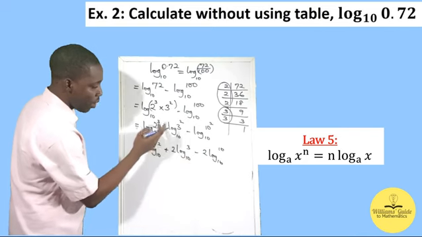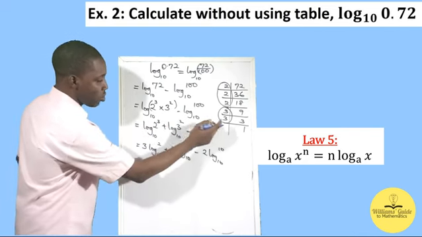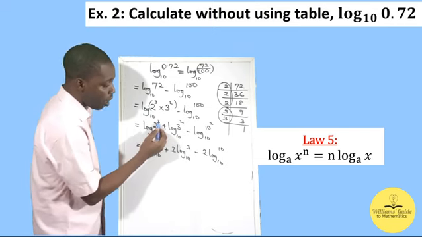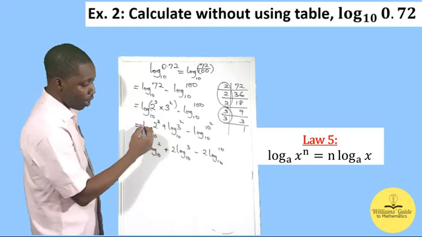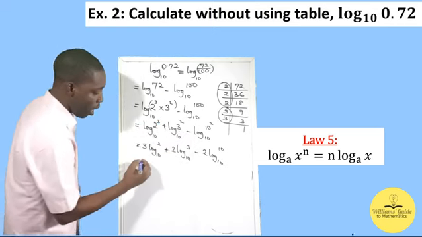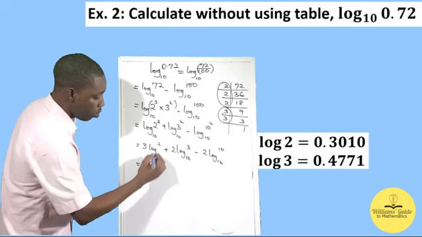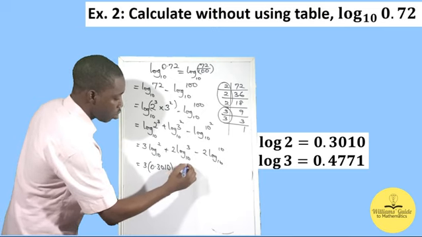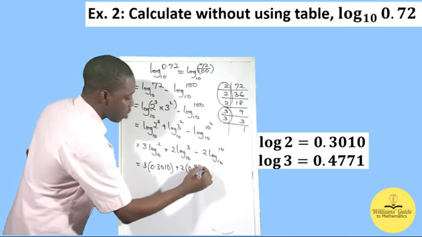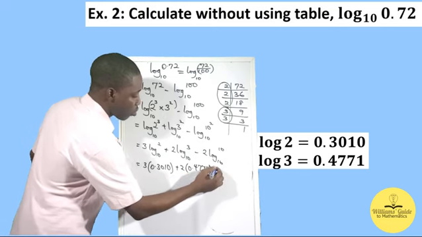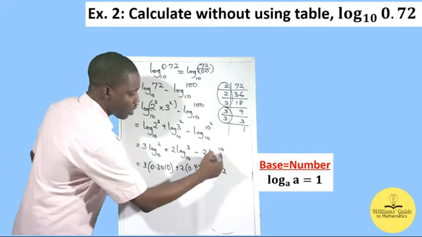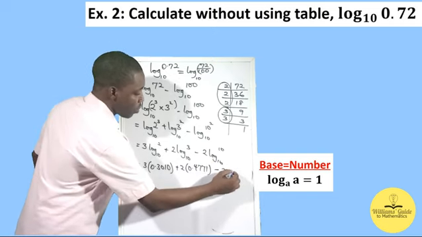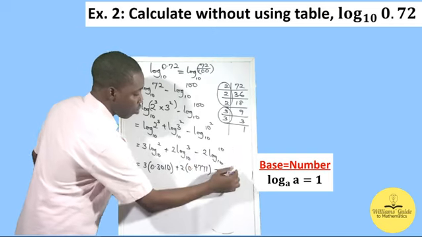What I've just done by bringing this 3, the 2, and this other 2 to the back is I've applied law 5, which states that anytime we have a power on a number, the power can come to the back of the log. So I have 3 from the question, log 2 is 0.3010 plus 2, this is 0.4771, that is for log 3 according to the question, minus 2 times log 10 to base 10, which is 1 because the base and the number are equal.